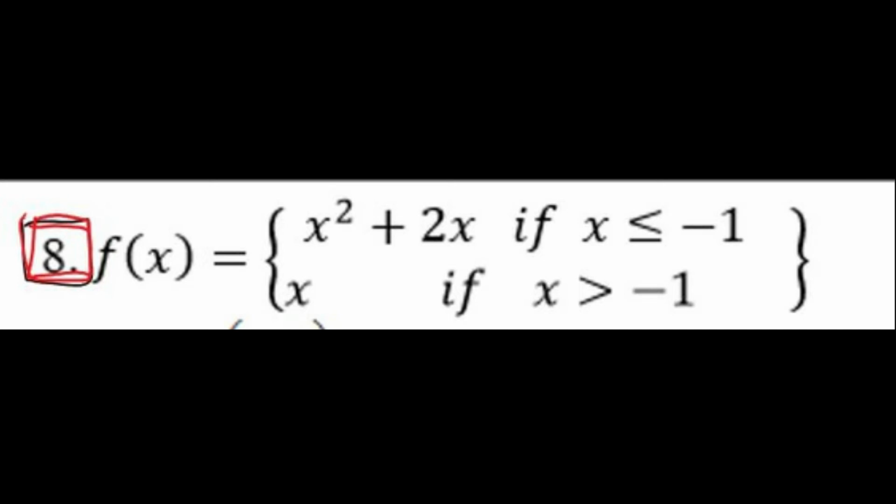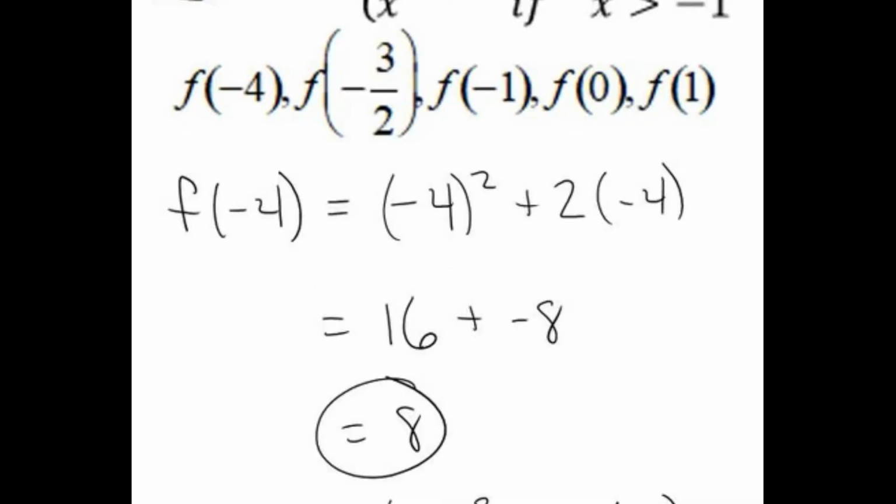So for this one, we take negative 4. Is negative 4 less than or equal to negative 1? Yes, negative 4 is smaller than negative 1, so that's why I'm using the top line and not the bottom line at all. So I take negative 4 and plug it into the top line. I'm going to square it, and then multiply it by 2, and then put those together. So negative 4 squared is 16, it's positive 16, and 2 times negative 4 is negative 8. Add 16 and negative 8, you get positive 8, and that is done.